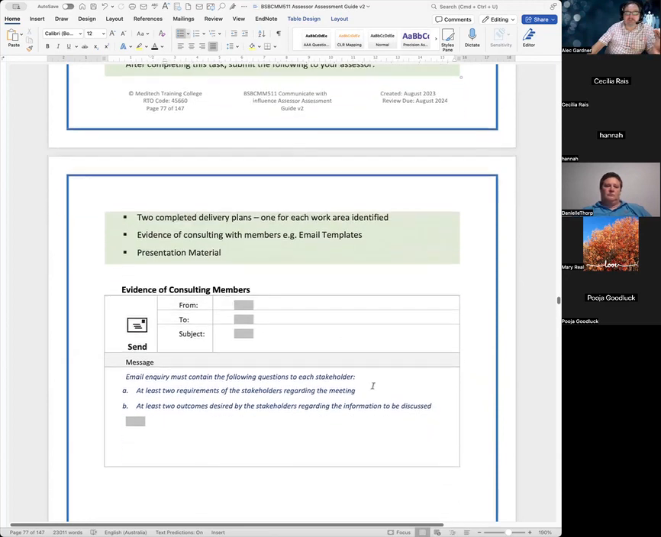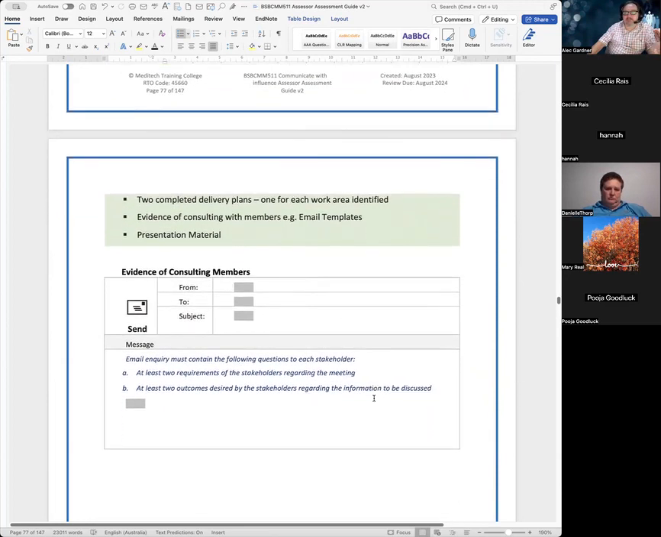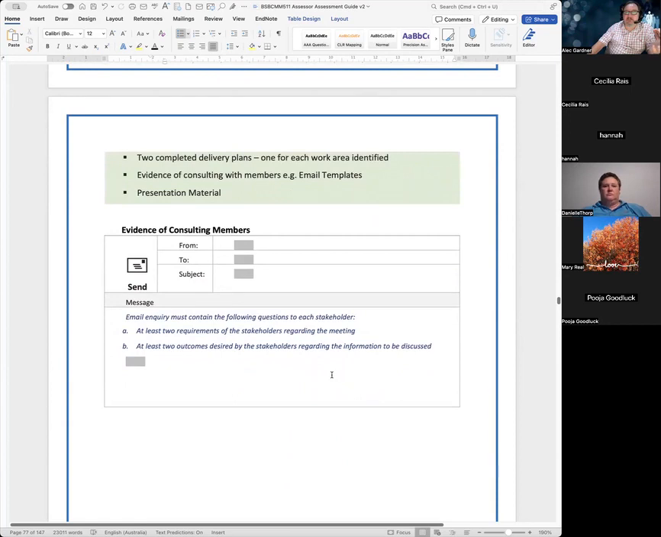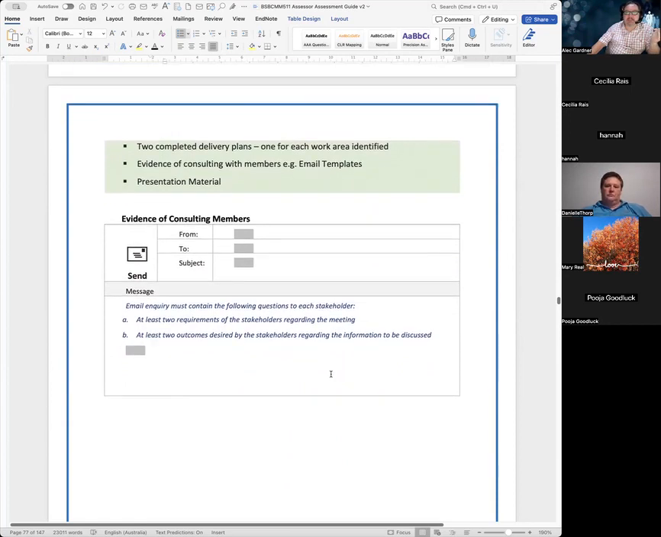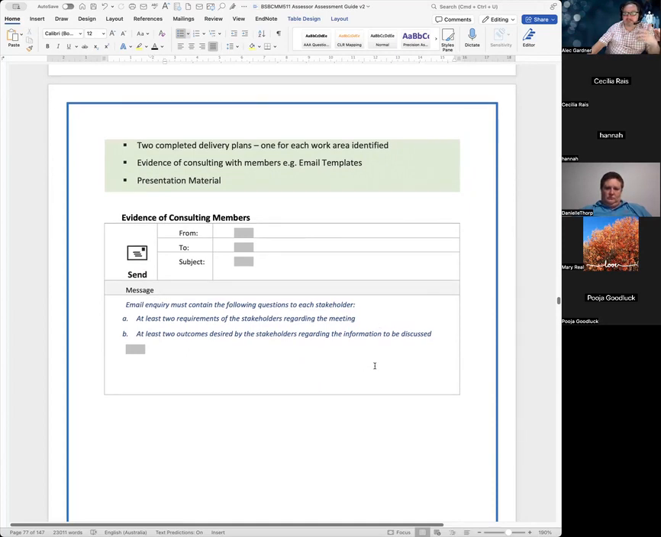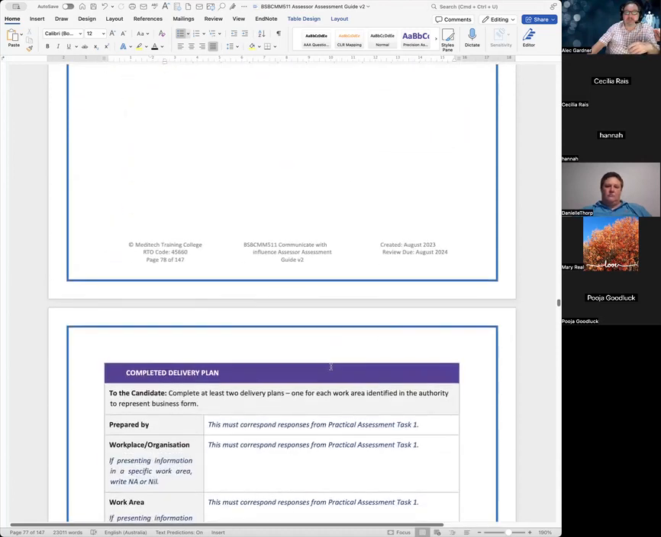Yeah. And so evidence of consulting, this is what the template needs to look like. As simple as this. So you're going to be covering at least 2 requirements of the stakeholder regarding the meeting, at least 2 outcomes desired by the stakeholders. So that's got to be encapsulated in your email.